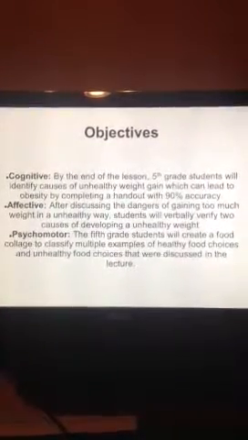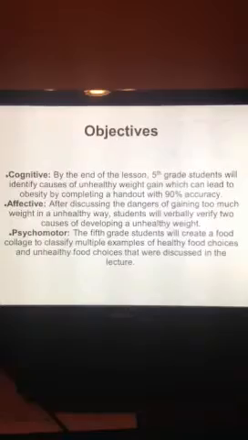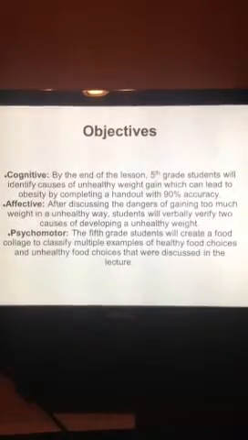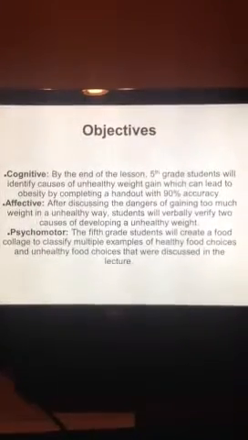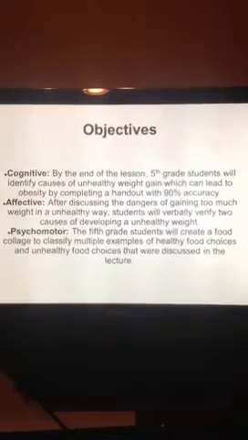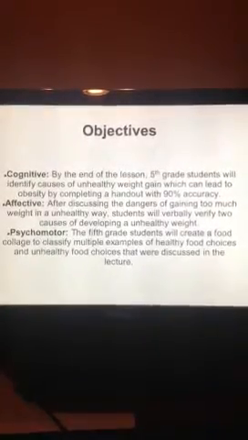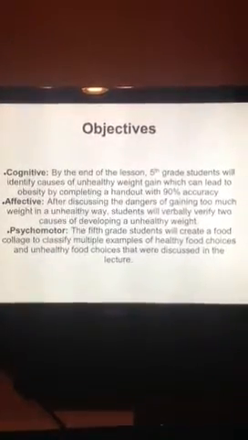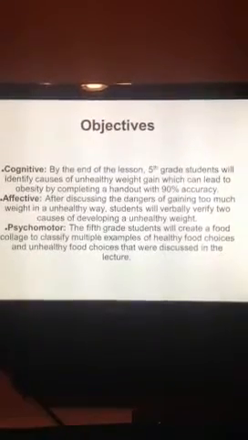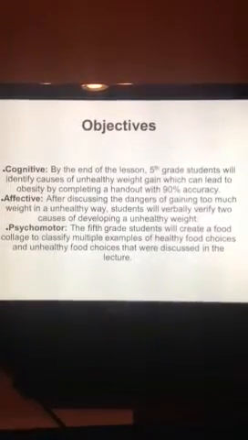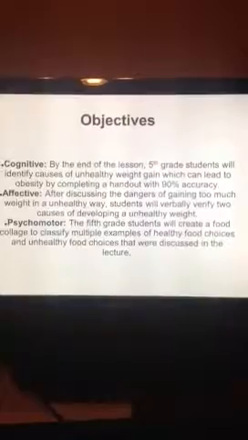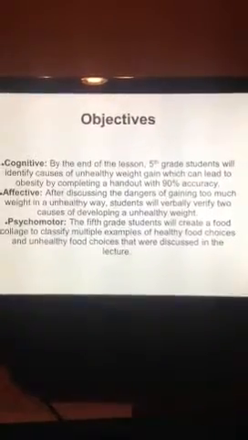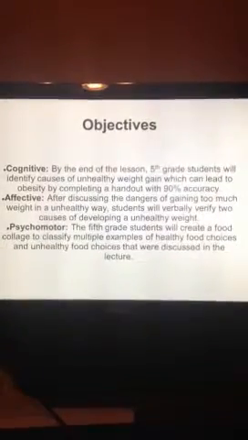And the third objective is a psychomotor objective. So all of you will then get to create a food collage, and this collage will classify different examples of healthy food choices and unhealthy food choices that we discussed in the lecture, and you'll be able to use some of the things we talked about to help you find examples to put in your collage.